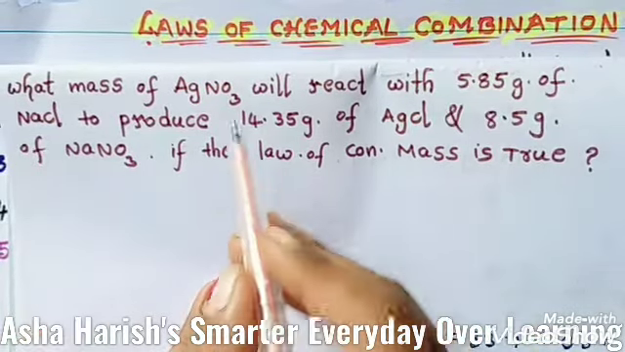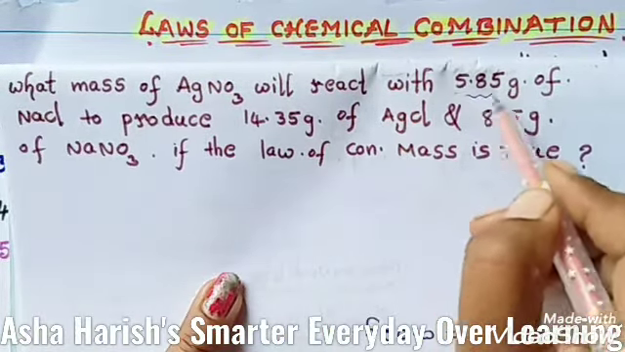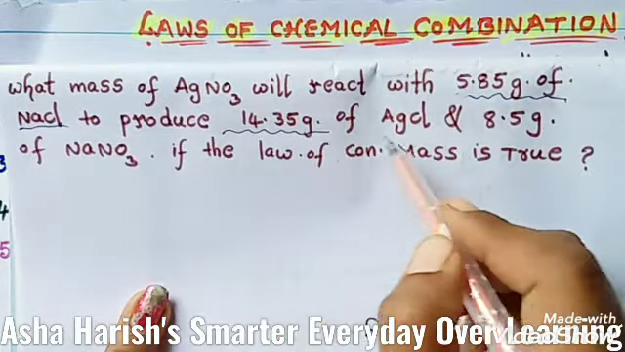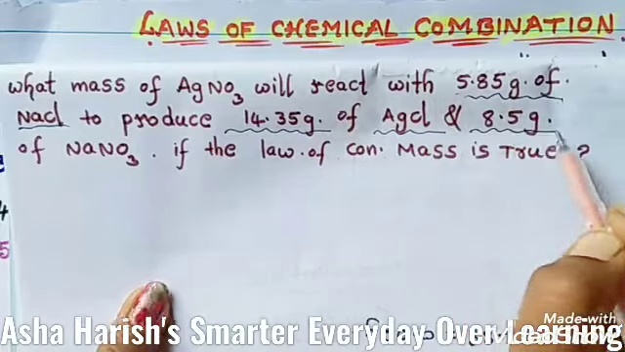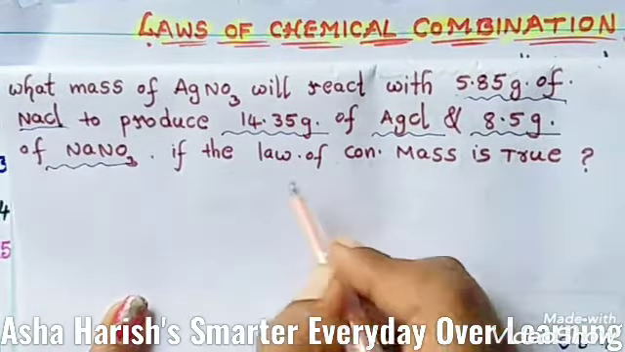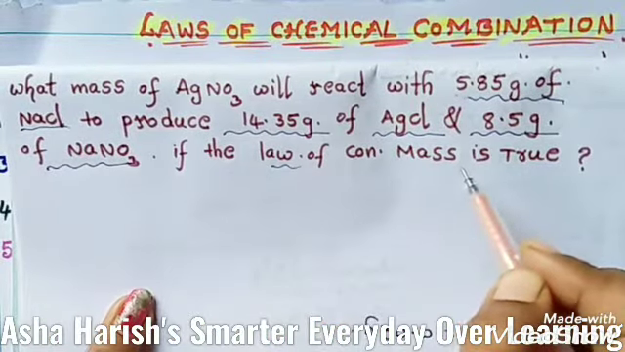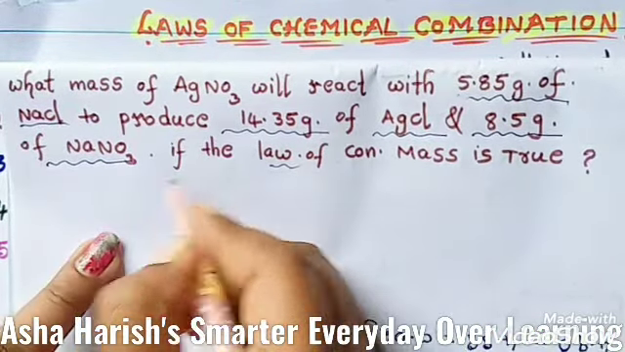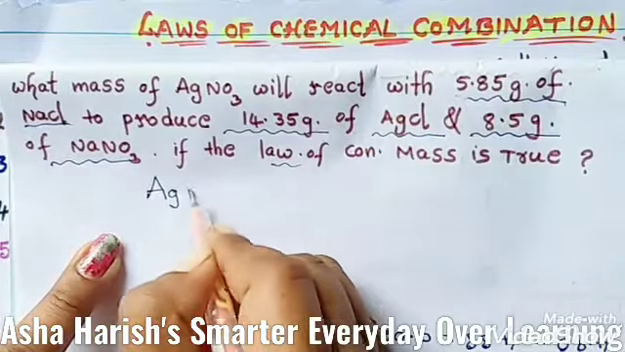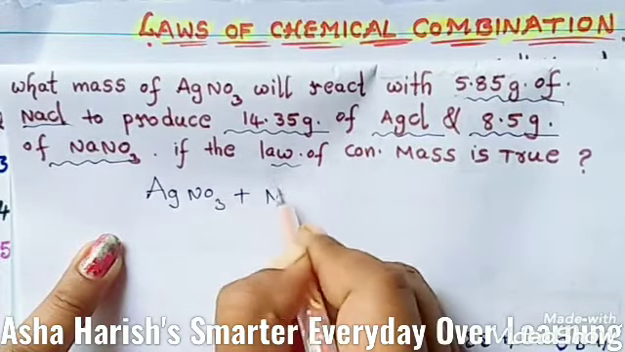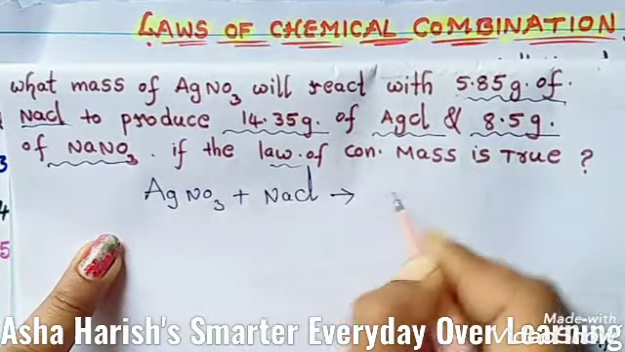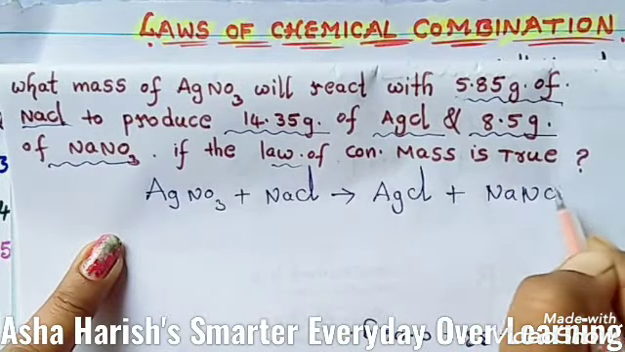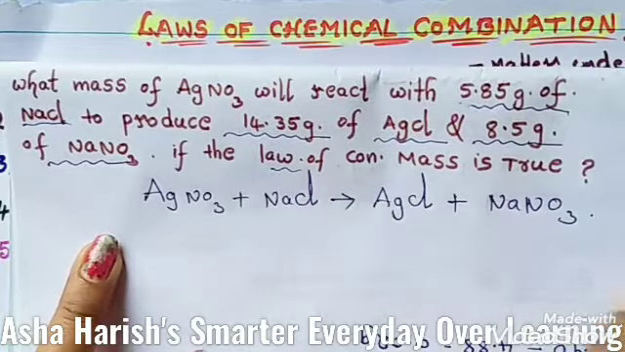What mass of silver nitrate will react with 5.85 grams of sodium chloride to produce 14.35 grams of silver chloride and 8.5 grams of sodium nitrate, if the law of conservation of mass is true? Okay, in the question what they have given, we shall represent that in a chemical equation. When silver nitrate reacts with sodium chloride, silver chloride will be formed along with sodium nitrate, NaNO3. So this is the chemical equation.